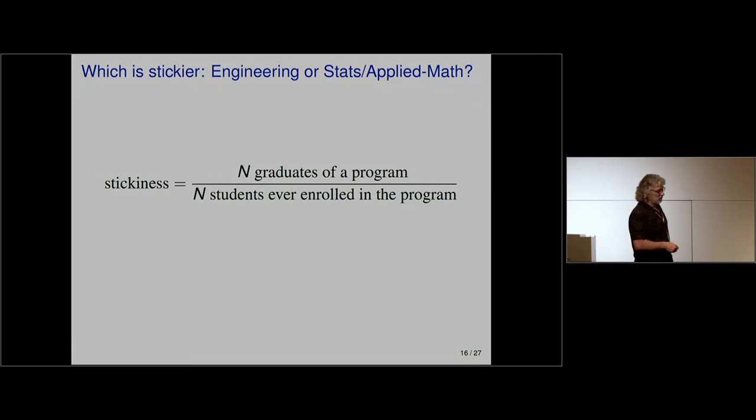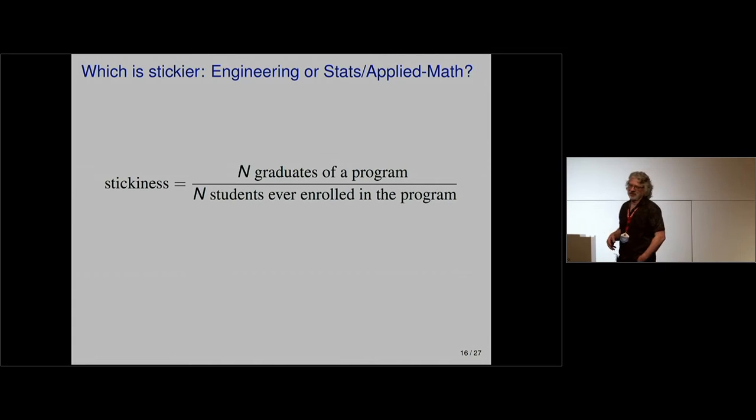So stickiness, we think, is a nice metric because it accounts for all of the students, whether they transferred or changed majors, whatever they did. If they touched your program, you had a chance at holding on to them. And so we have this persistence metric that we call stickiness. And here it is, N graduates of a program divided by N ever enrolled, and we thought it might be fun to compare, because we're all engineers, the stickiness of engineering to stats and applied math.